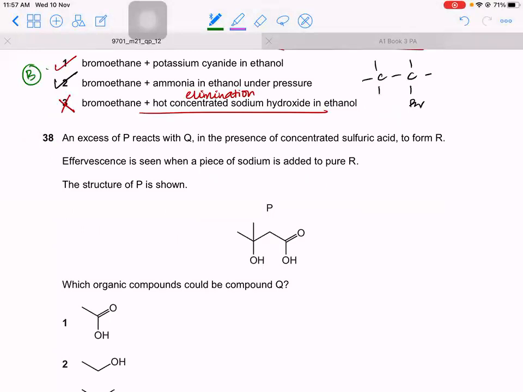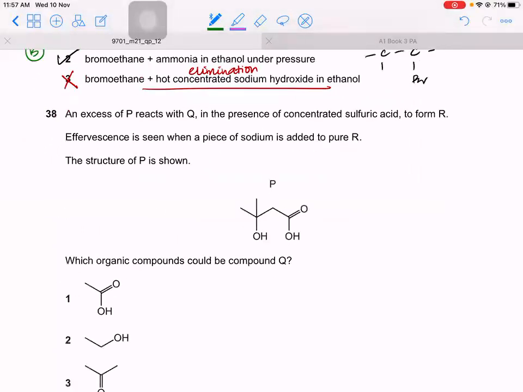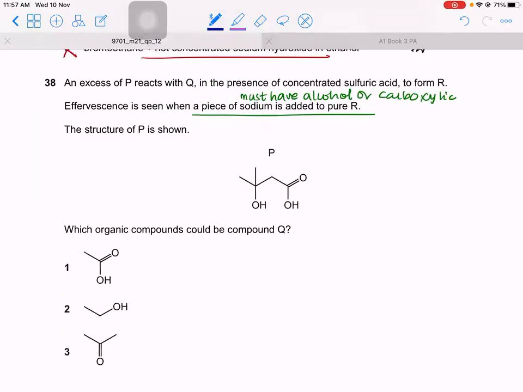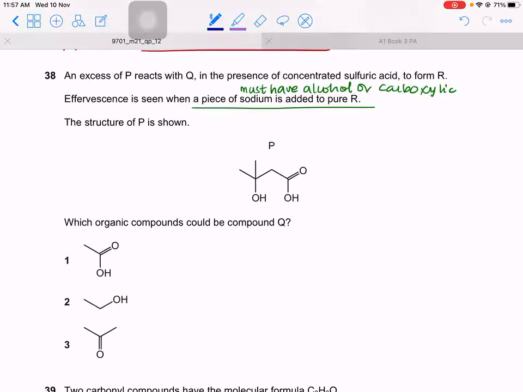An excess of P reacts with Q in the presence of sulfuric acid to form R. Effervescence is seen when a piece of sodium is added to R. Piece of sodium added to R means it must have alcohol or carboxylic acid left, because acid and alcohol both react with sodium metal to give hydrogen gas. Structure of P is shown. So they're saying P reacts with Q. Let's see. P has an alcohol. P also has a carboxylic acid.